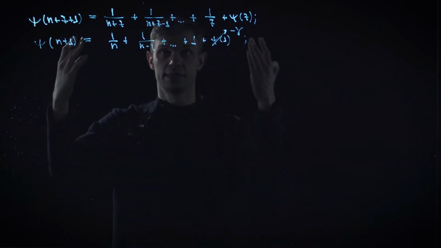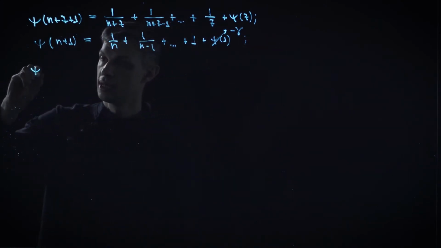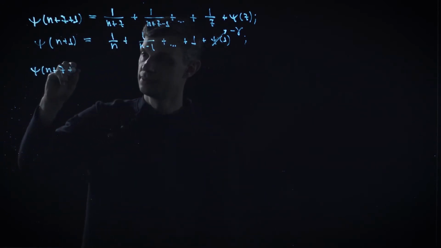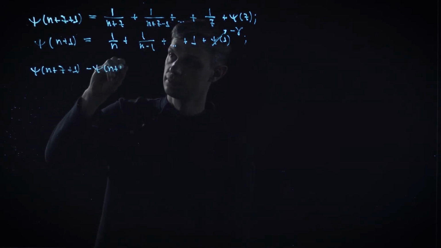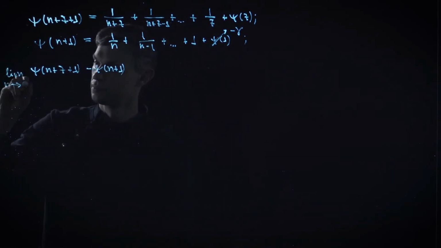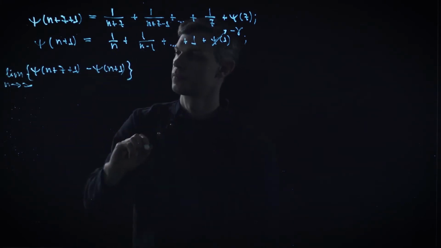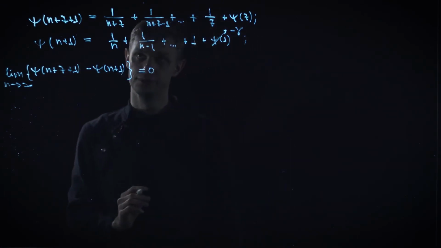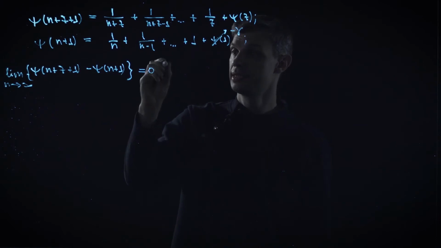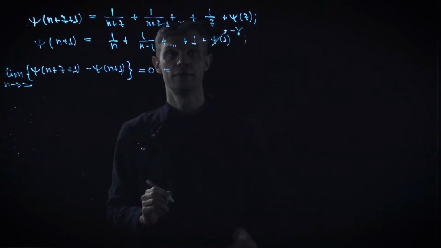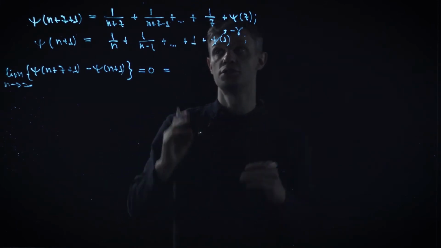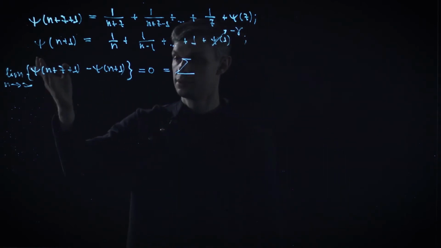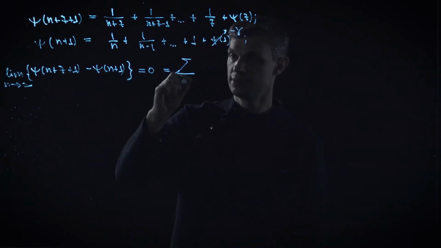Now let's subtract these two equations and set n tending to plus infinity. So as we have proven before, the left-hand side will tend to 0. Now what about the right-hand side? Well, the right-hand side will turn into the difference of two finite sums, which in the limit n tending to plus infinity will become infinite sums.